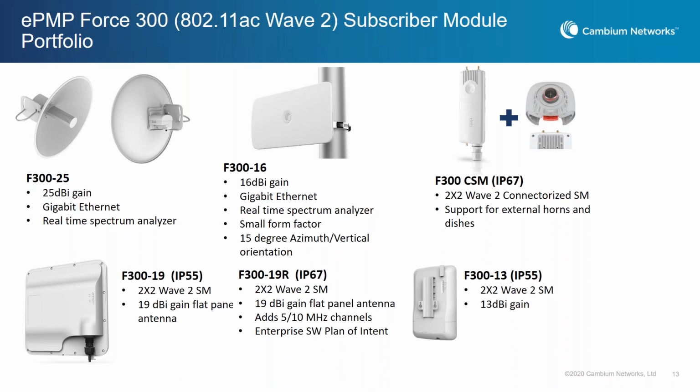I'd even point out the 19R is especially well suited for municipalities, government customers, industrial customers that are looking for an IP67, and also support for some narrow channels, even in the 4.9 gigahertz spectrum, where I can use that spectrum for these types of municipal type applications.